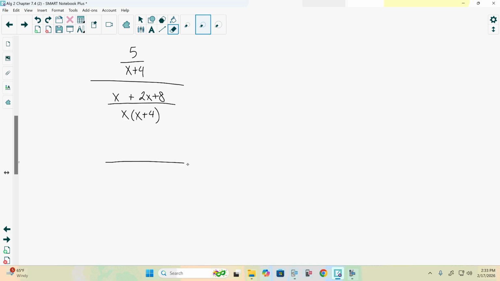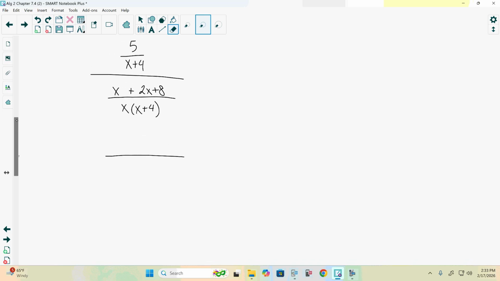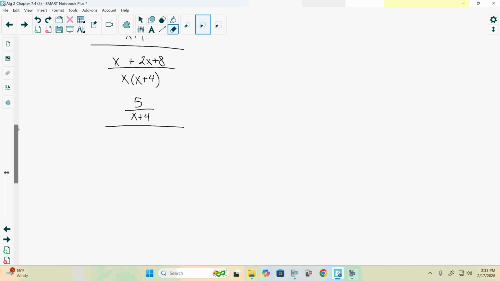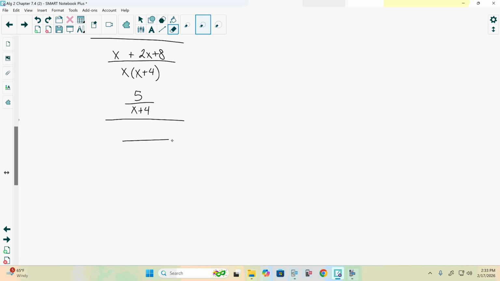Now we do have one term on top and bottom. However, the denominator has some simplifying we need to do first. So the numerator is still 5 over x plus 4. And the denominator, numerator, x plus 2x is 3x plus 8 over x times x plus 4. So we did all of that so that we have one fraction on top and one fraction on bottom. That was the main goal. Questions on how we got to this point?